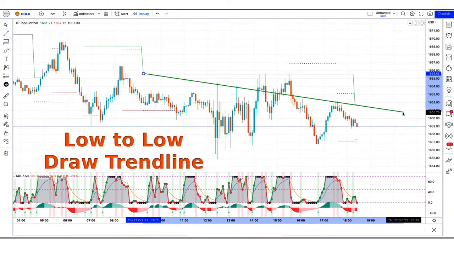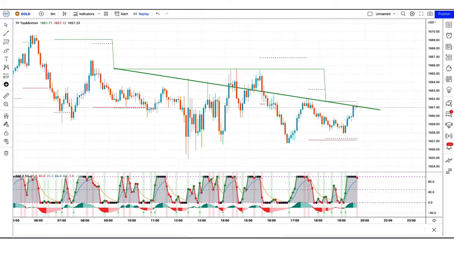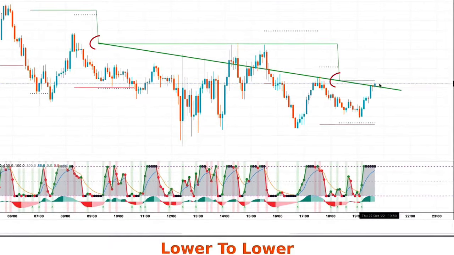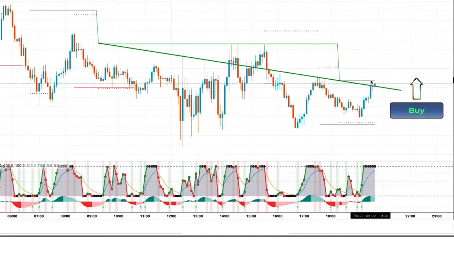Here we draw low to low trend line. We have got the signal. Here the TP top and bottom indicator is made lower to lower. The market crosses the trend line completely upwards. The top and bottom oscillator indicator of TAB line is overbought. So all our conditions are being fulfilled, so we are placing an order to buy.